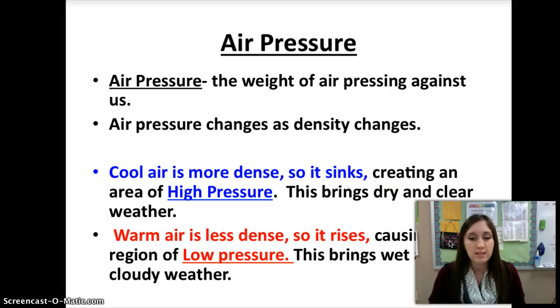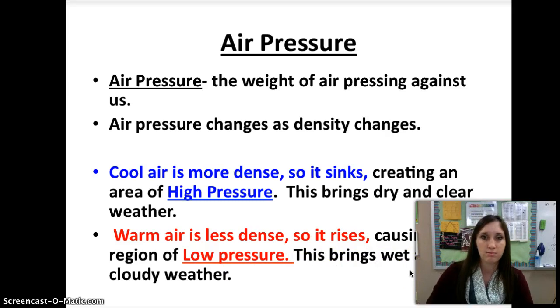Warmer air, less dense, is going to rise up, and that's going to be low pressure. So it's not applying as much pressure down here. And this brings wet and cloudy weather. So think low pressure, think you're sad, you're really sad, and that's going to bring that rainy and cloudy weather that we don't like when we're sad.